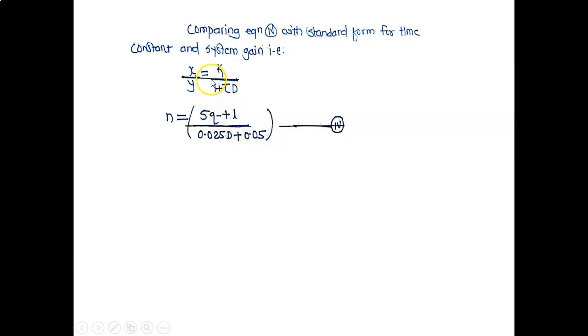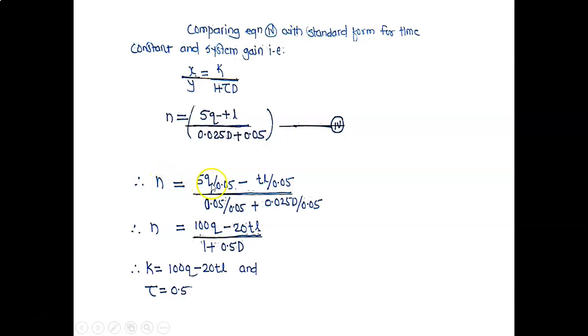Now here the value 1 is needed in the denominator in this equation. Therefore we will obtain the value 1. What will we do? We will divide numerator and denominator by 0.05. Therefore N is equal to 5Q divided by 0.05 minus TL divided by 0.05, all divided by 0.05 divided by 0.05 plus 0.025 D divided by 0.05. Therefore N is equal to 100Q minus 20 TL divided by 1 plus 0.5 D.